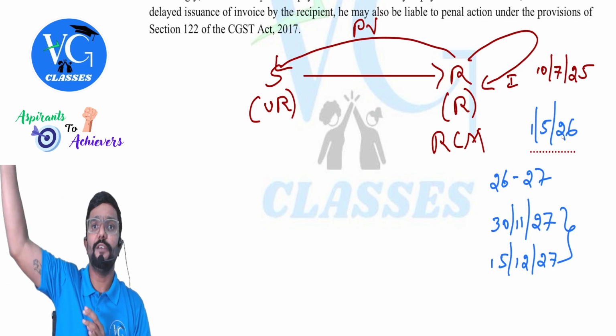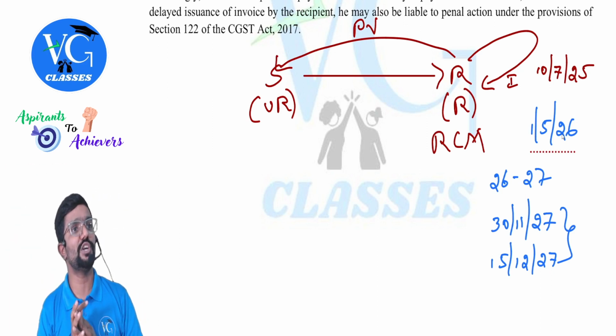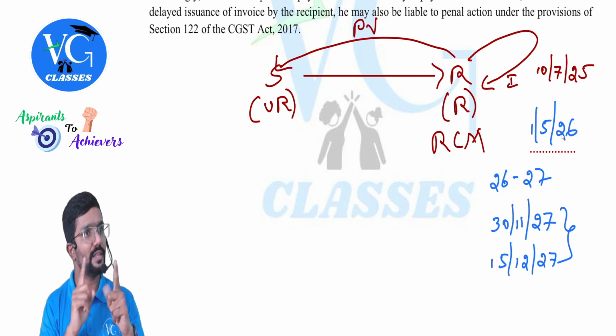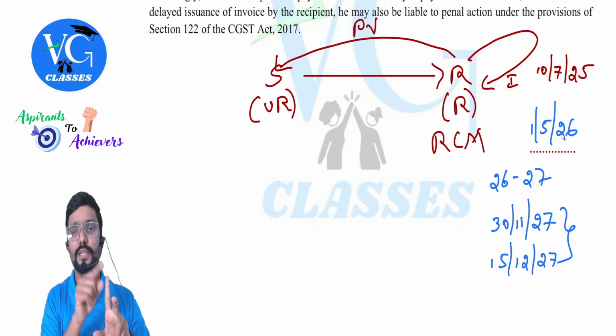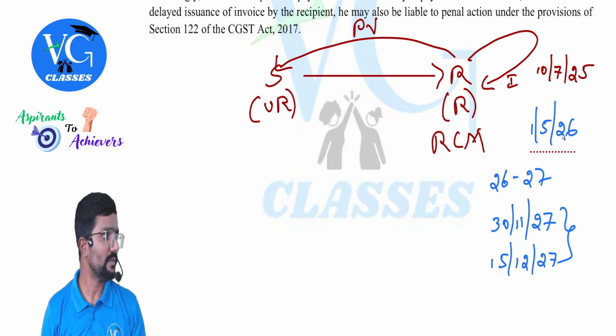But if there is a delay in self-invoicing and assume there is a delay in payment of GST also, a lot of things will come to you. What is it? First thing, you have to pay GST along with interest for the delay. Plus, you have also delayed issuing the invoice, for which there will be a penalty. Okay.